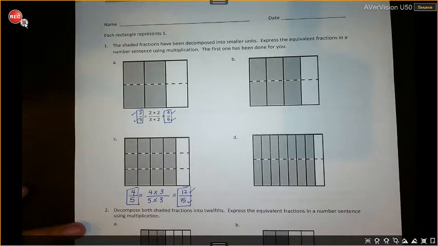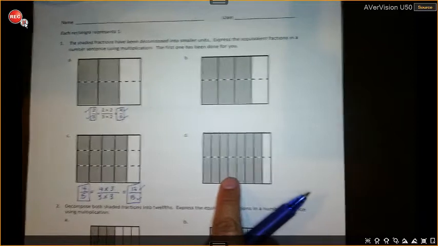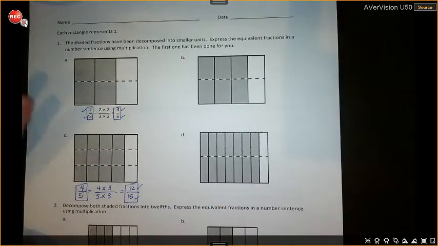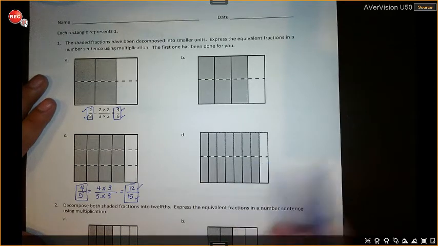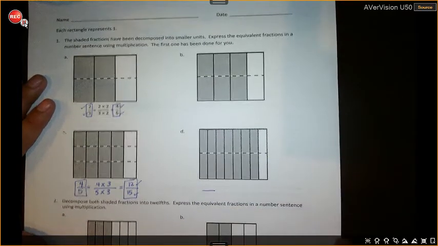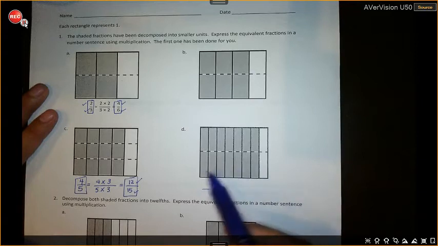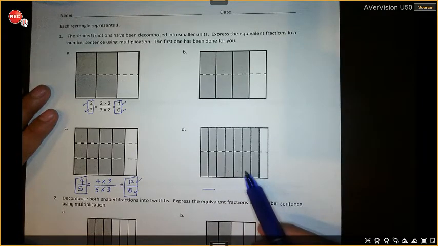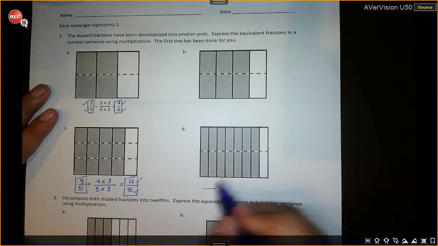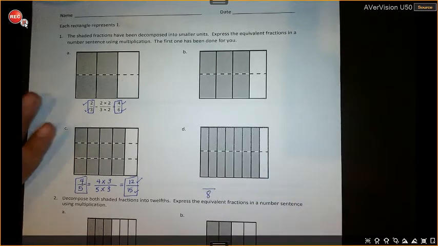What do we know about 4/5 and 12/15? Yes, they are both equivalent fractions. Let's try D. Take a look at D. Again, we're going to pretend that the dotted line does not exist. And let's write down the total number of equal parts for this whole. Let's count them. 1, 2, 3, 4, 5, 6, 7, 8. There are 8 equal parts. And how many are shaded?